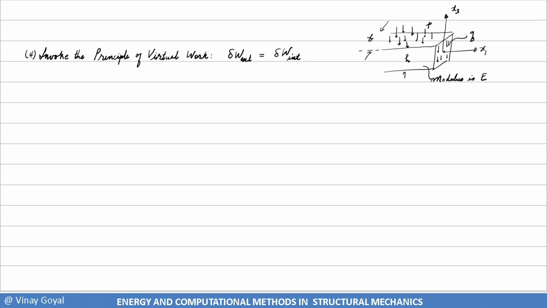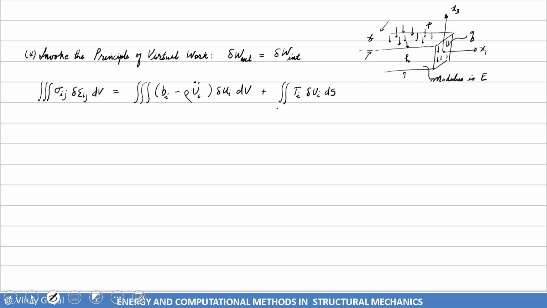And so now I'm going to use the principle of virtual work, and the internal virtual work is the triple integral of sigma ij del epsilon ij dV, and that's equal to the triple integral of the body forces minus rho times the accelerations, u_i double dot, del u_i dV, and then I could have traction forces applied. So plus the double integral of t_i del u_i dS, and now this is what I want to work out.